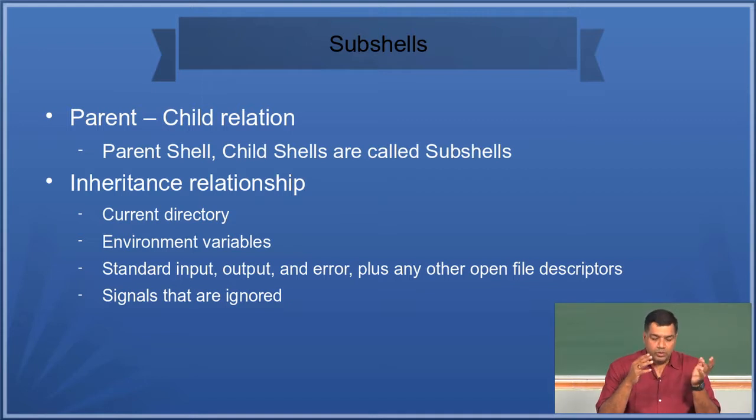Then you have any open file descriptors other than standard input, standard output and errors; by default they are just passed on to the child. And one of the most important things is that the signals that are ignored are also passed on to the child. In the previous session, we found out how to handle these signals, and even in the current session a few minutes back we discussed how signals can be ignored.